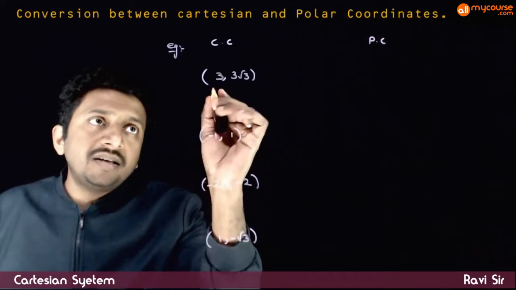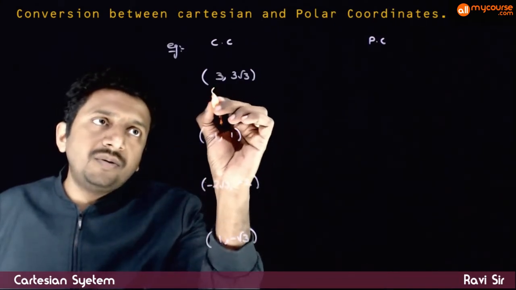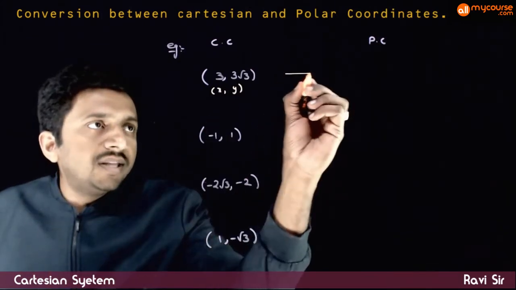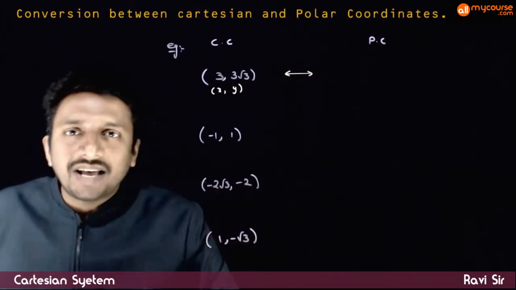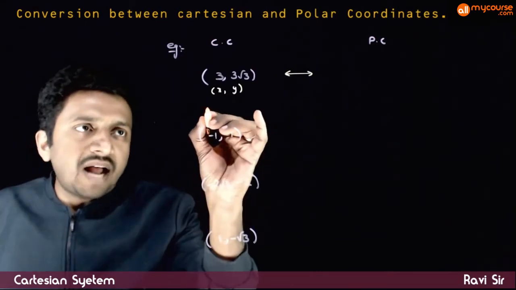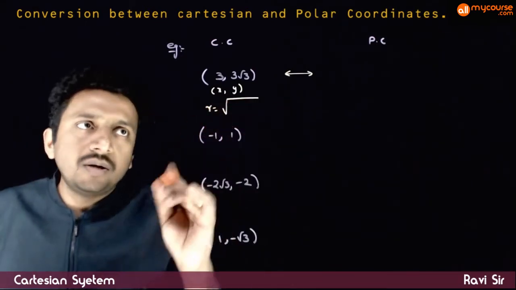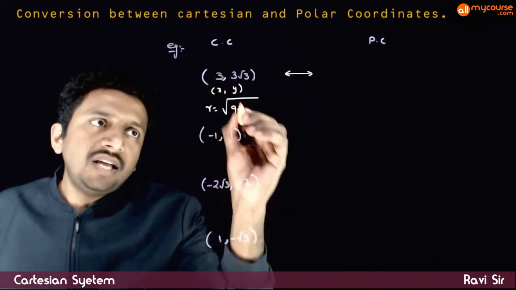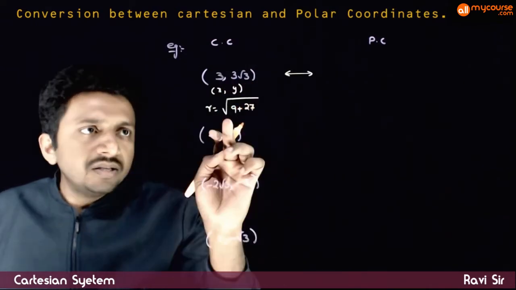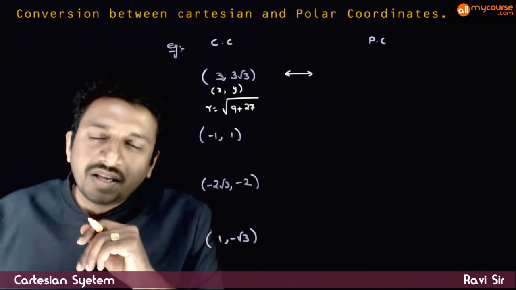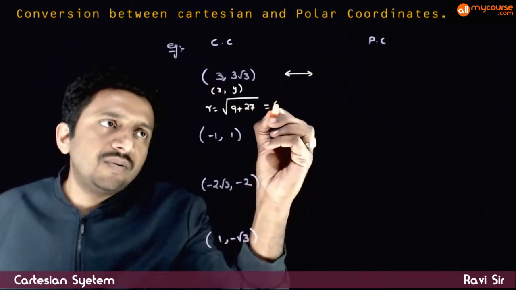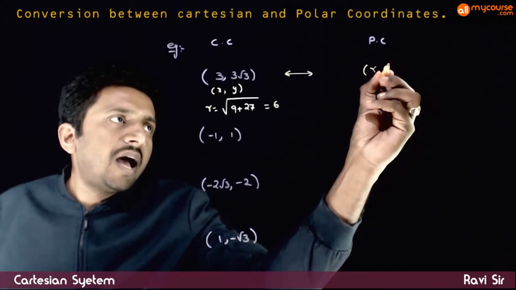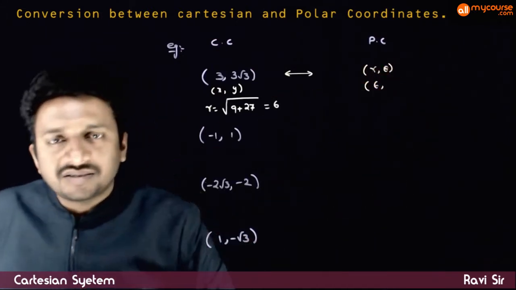So let us take the Cartesian coordinates 3 comma 3 root 3. This is x and this is y. Now you are asked to convert them into polar coordinates r comma theta. The formula for r is very straightforward. R is equal to root of x square plus y square. 3 square is 9. 3 root 3 whole square is 27. So root of 9 plus 27 is root 36, which is equal to 6. So the r coordinate is 6.